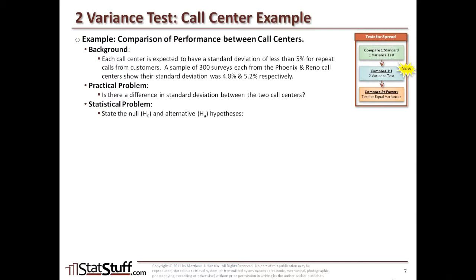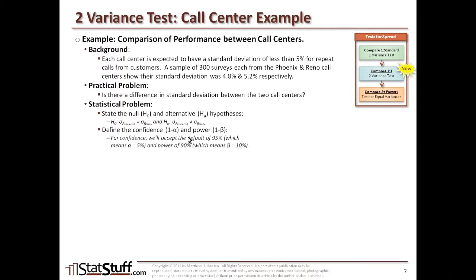For the statistical problem, again, we're going to state the null and alternative hypotheses, where we'll say the null hypothesis is that the standard deviation for Phoenix is equal to the standard deviation for Reno, and the alternative is that they're not equal to each other. Confidence and power levels will be the same defaults that we've used before, which is 95% confidence and 90% for the power level. And then for what we're going to type in Minitab, we're going to go to the Stat menu, select Basic Statistics, and choose Two Variances.